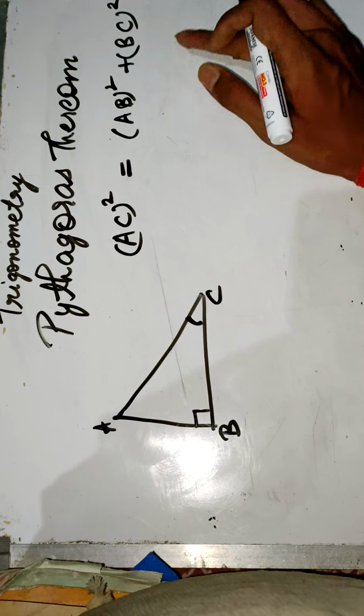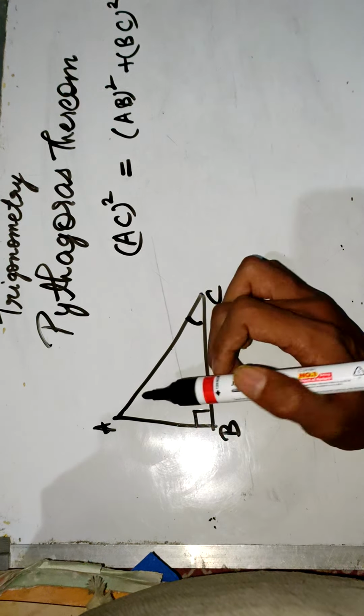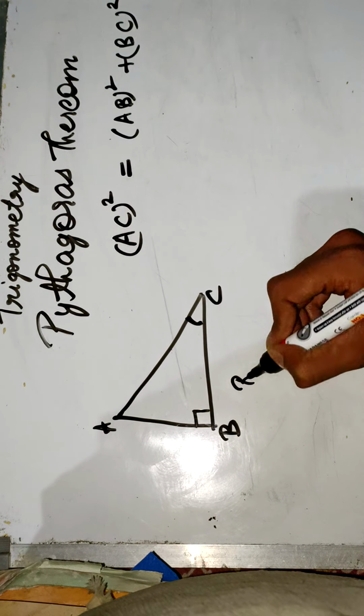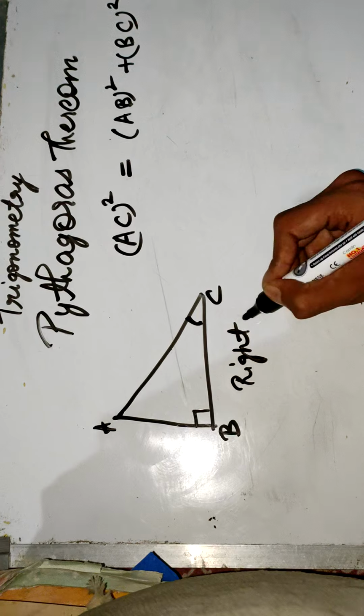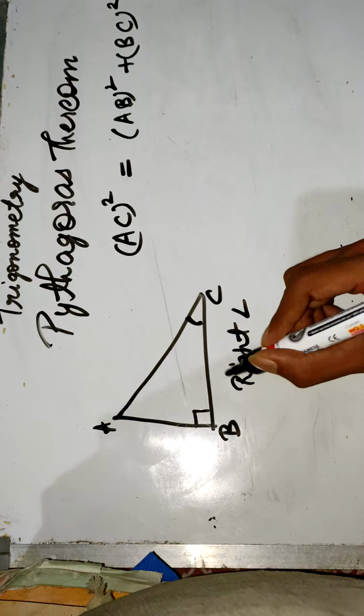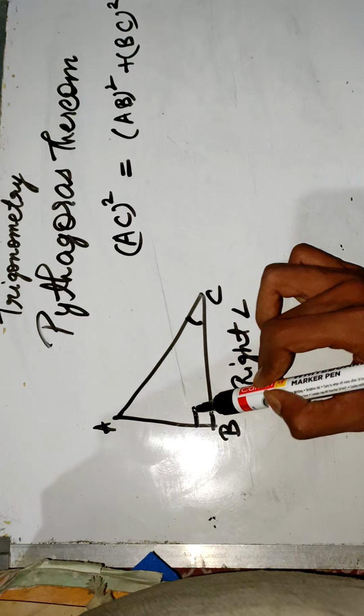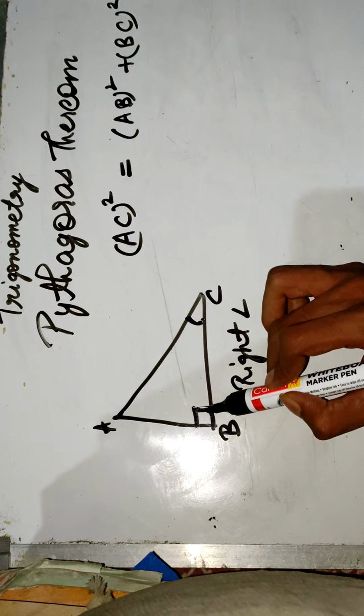The rule of the Pythagoras theorem only suggests this, that when we have any right angle triangle, this is a right angle triangle. Why is this a right angle triangle? Because we have a right angle, or 90 degrees, present here. This is an acute angle, this is a 90 degree angle.